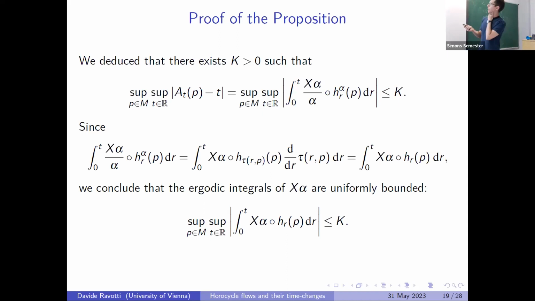first I can do a change of variable. So here I have X alpha over alpha integrated with respect to the time change of the horocycle flow, but I can do the same change of variables I did another time and rewrite this integral as an integral of X alpha along the unperturbed ergodic horocycle flow, because we recall that one over alpha was precisely the derivative of the function tau that was telling me the change of time parameterizations. So I have that the ergodic integrals of X alpha with the unperturbed ergodic horocycle flow is uniformly bounded by a constant.